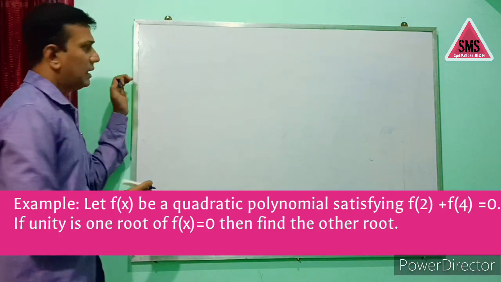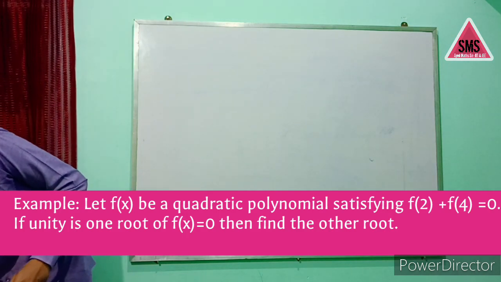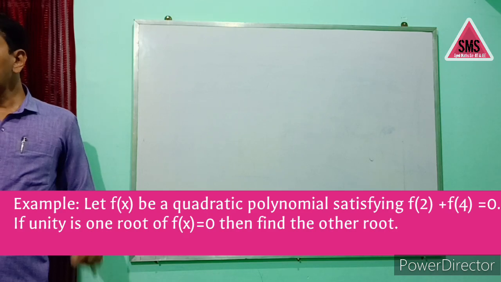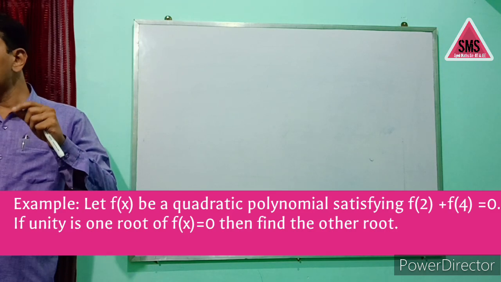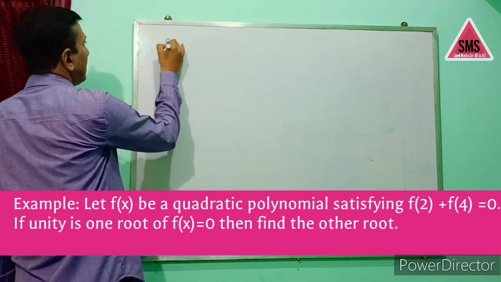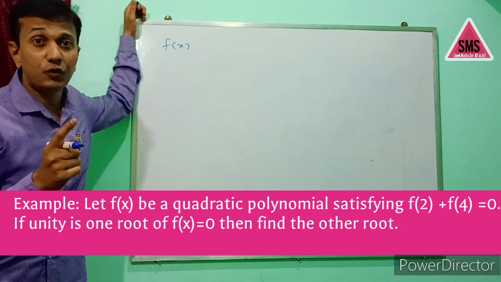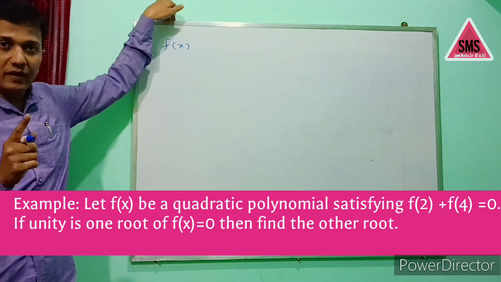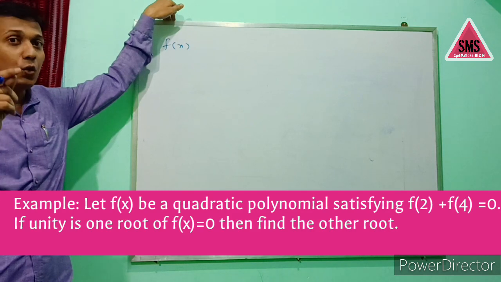The question is like this. Let f of x be a quadratic polynomial satisfying f of 2 plus f of 4 equals 0. If unity is one root of f of x equals 0, then find the other root. So he said that f of x is a quadratic polynomial, and the condition they have given is f of 2 plus f of 4 equals 0. Not only that, but they have given that one root is unity.